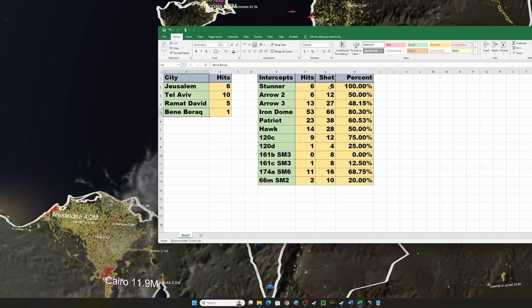So the SM-6 is designed to intercept in the terminal phase, just like the THAAD. That's when the missile's coming back down to the Earth at extremely high speeds. So that had an 11 out of 16 success rate, very capable system. SM2, an older system, 2 out of 10, 20% success rate. And again, you have to temper that with placement.